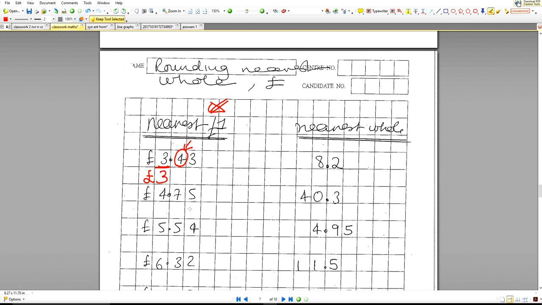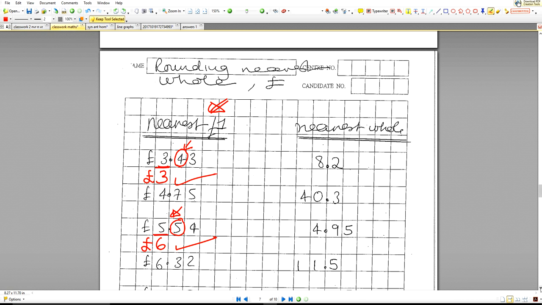Similarly, if you look at now £5.54, this is the whole pound here. So let's look at how much we have next to it, which is 50p here. Because this is 5 or more, we're going to add 1 to the 5. The 5 becomes a 6. So £5.54 to the nearest pound is closer to £6 than it is to £5. So that's the first two answers done for the pounds.